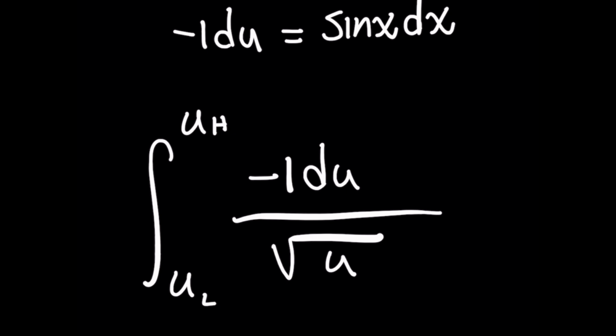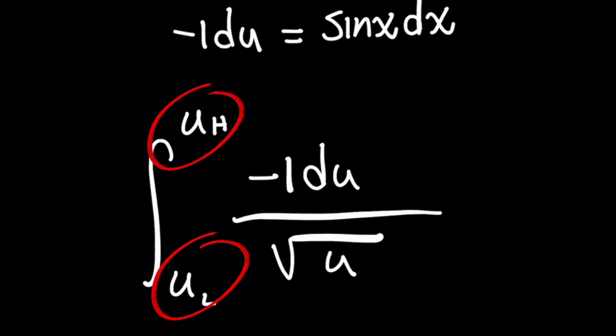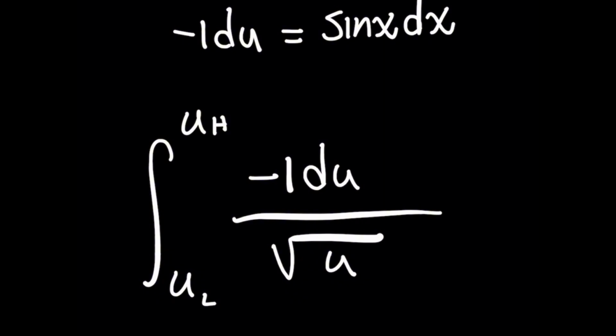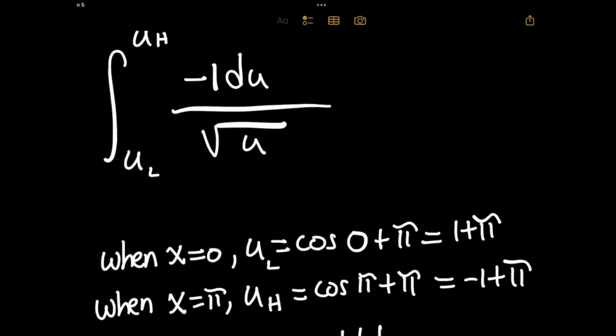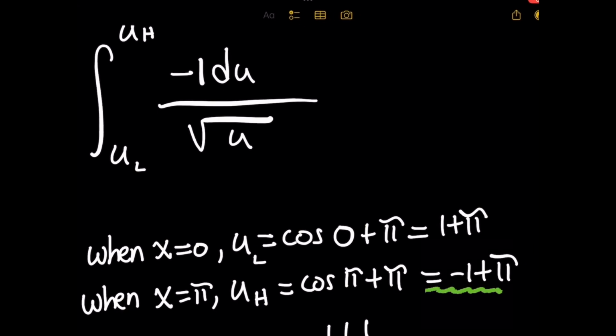The original integral was for x equals 0 to x equals pi. But now we're working with u, so we can't use those values anymore. I'm going to use these placeholders here, u_L and u_H, where u_L will represent the lower limit in terms of u, and u_H will represent the higher limit. When I plug in x equals 0, the original lower limit, this will give a new lower limit for u as cosine of 0 plus pi, which will be 1 plus pi. And repeating this by plugging in the original value of x for the upper limit, which was pi, you will end up with -1 plus pi here.